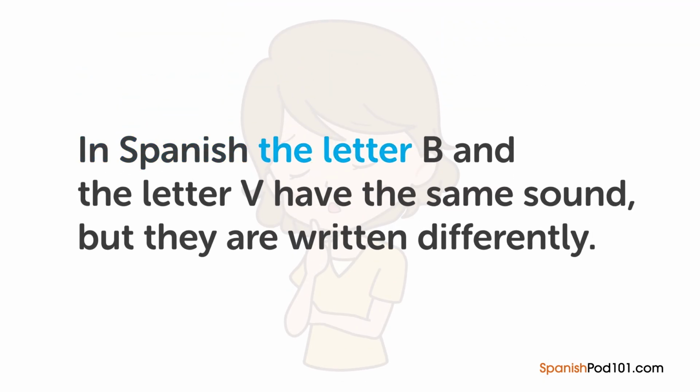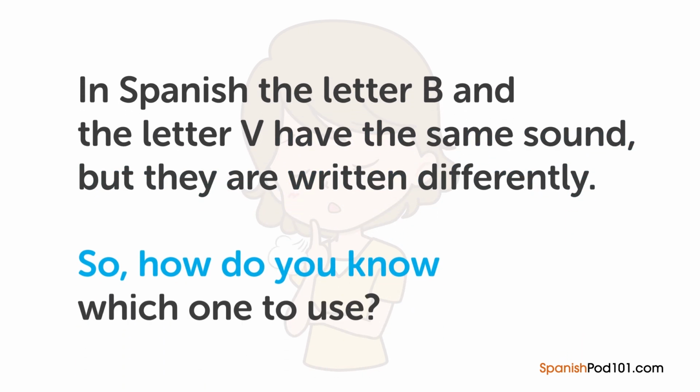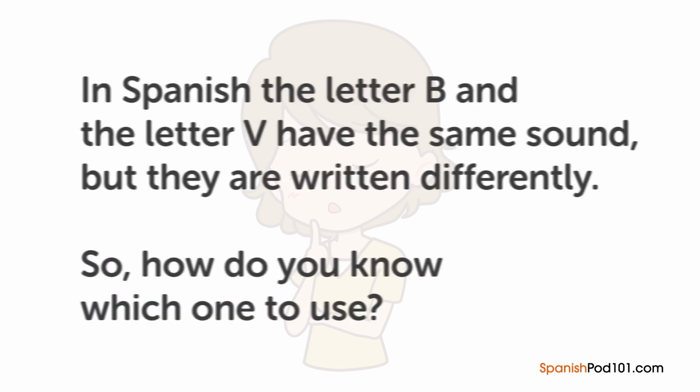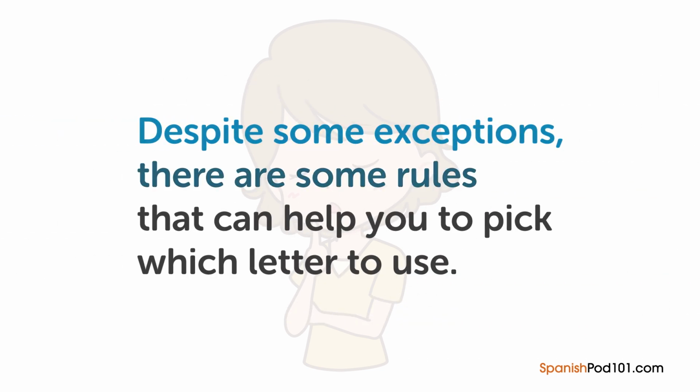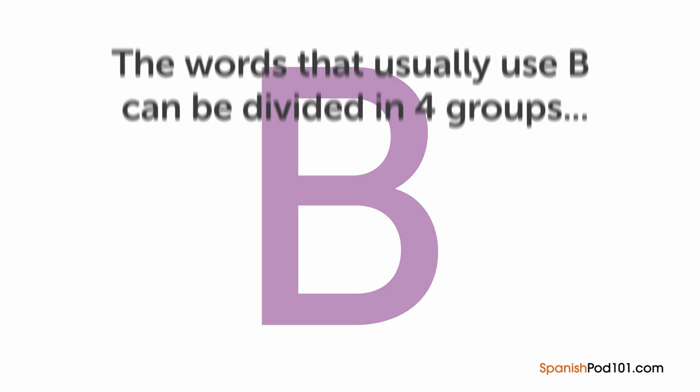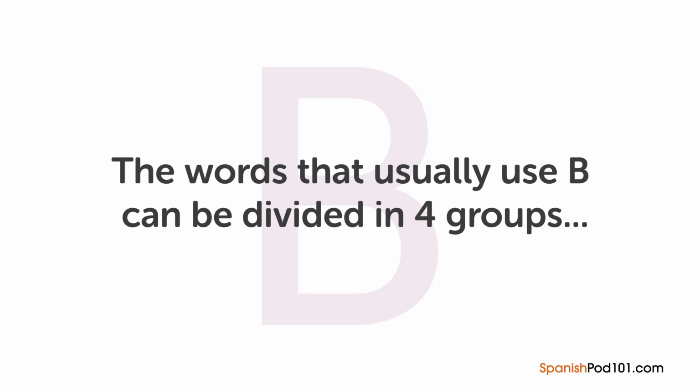In Spanish, the letter B and the letter V have the same sound, but they are written differently. So, how do you know which one to use? Despite some exceptions, there are some rules that can help you to pick which letter to use. Let's start with B. The words that usually use B can be divided in 4 groups.